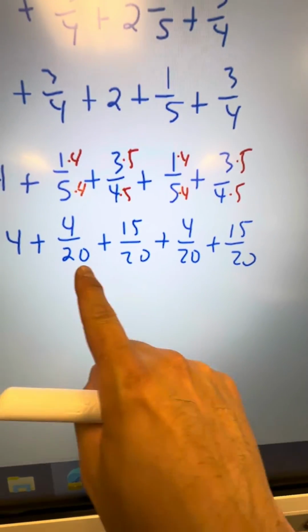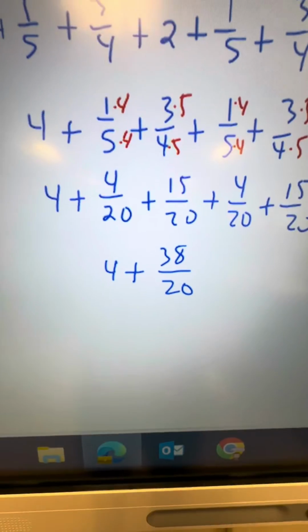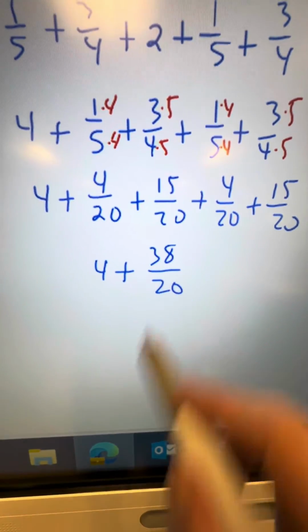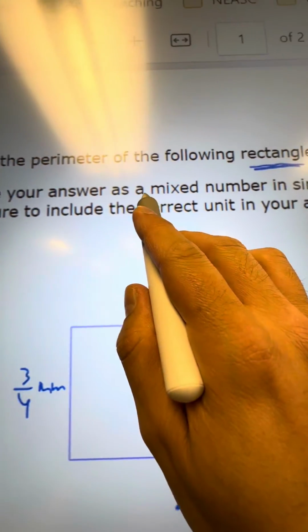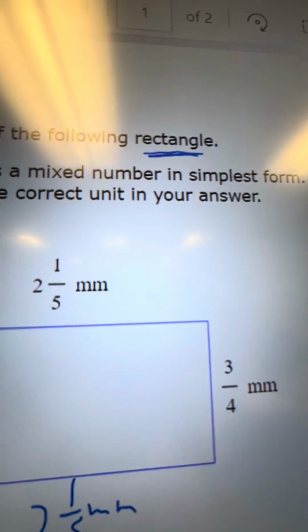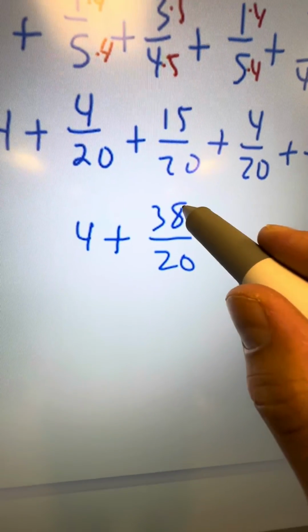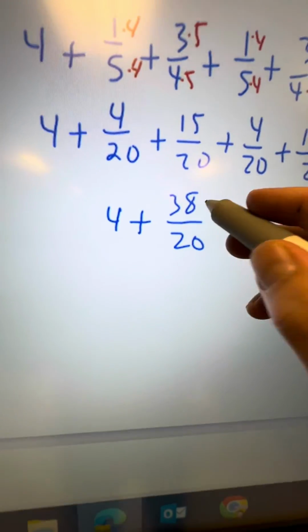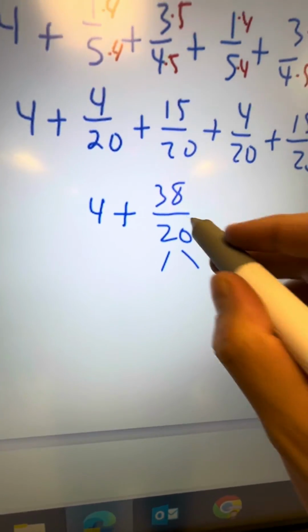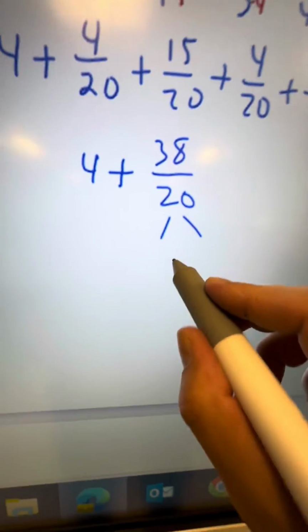So my next step, now that I have common denominator, is I'm going to combine these fractions together. And after combining these, I get 38/20. Now keep in mind that in this problem, it says to write your answer as a mixed number in simplest form. So I have to fix this. You can't have a mixed number where the numerator is bigger than the denominator. That's improper, so we have to rewrite this. So what I'm gonna do next is I'm gonna split this up because this becomes improper when the top number is greater than the bottom number.